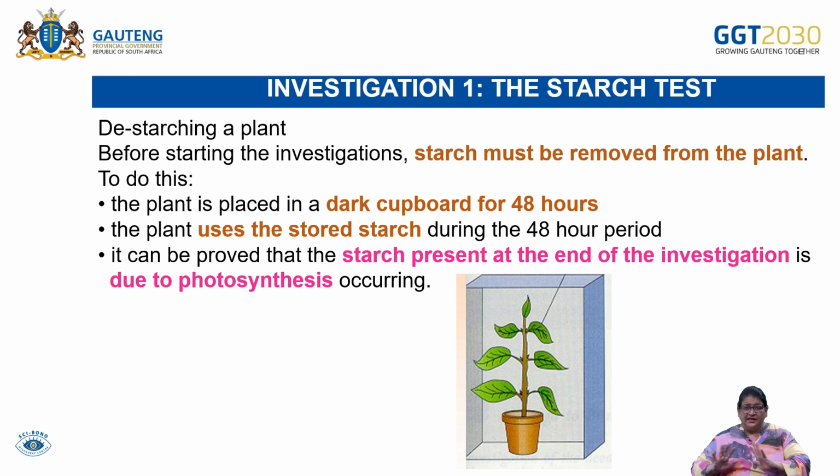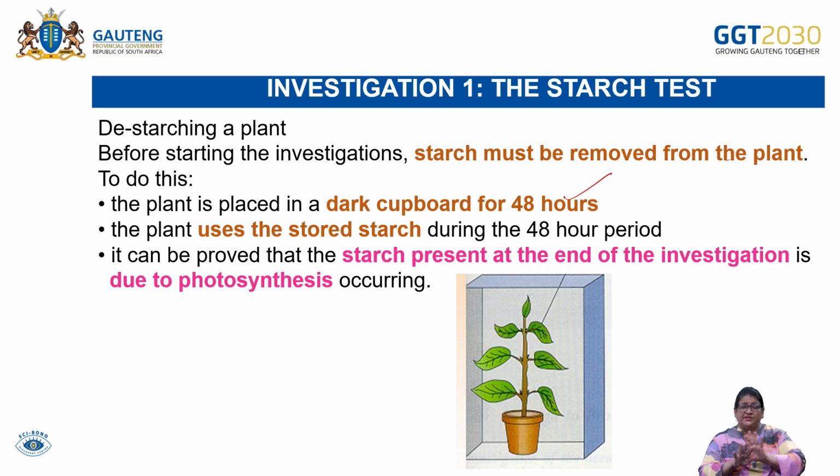So you take that plant that was well watered and healthy, you place it in a dark cupboard for 2 days, for 48 hours. We want to de-starch it. The plant will use the stored starch during the 48-hour period. What is it going to do? It's going to use up the starch that was already made when it was standing in light. So by using the starch up, we call it de-starching the plant. All right. It can be proved that the starch present at the end of the investigation is due to photosynthesis occurring.